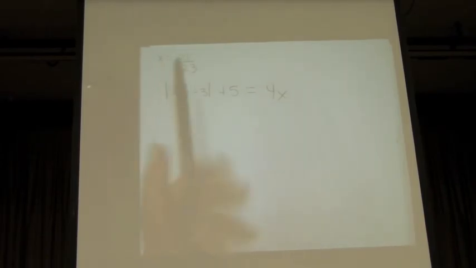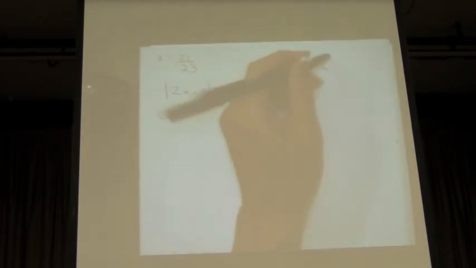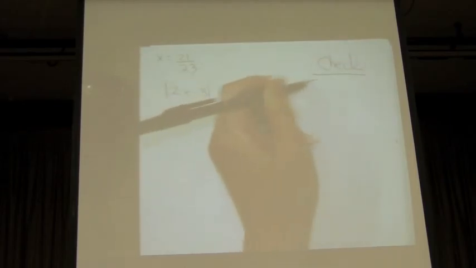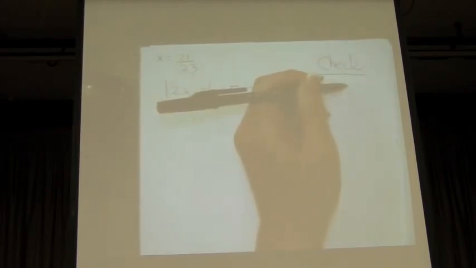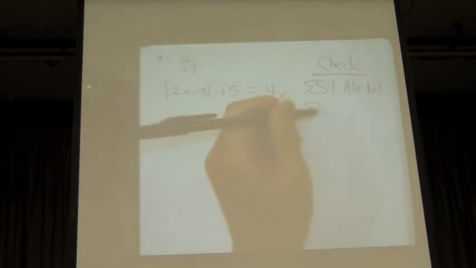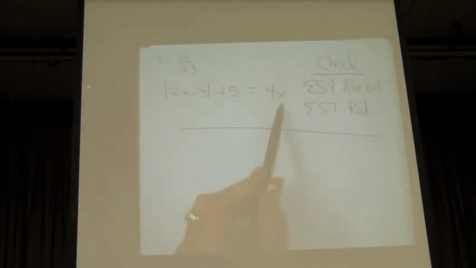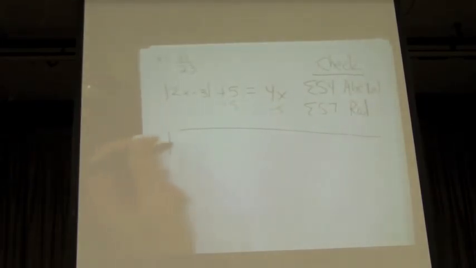There are 2 standards this semester that you have to go back and check. One of them is essential standard number 4, the one we're doing, absolute value. And the other one is essential standard number 7, radicals. Those are the 2 problems that you have to go back and check. The setup on this one would be what? Subtract 5. The absolute value of 2x minus 3 equals 4x minus 5.